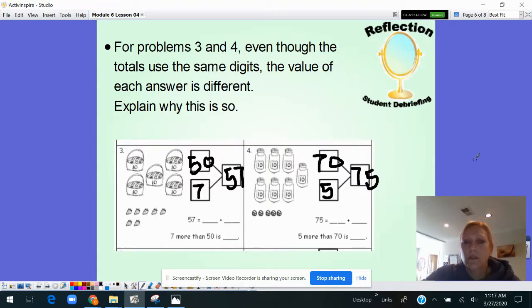75. So explain to me, this is the last part, explain why this is so. So the value of each answer is different. Ask your family or tell your family why 57 is different than 75. I think that you're going to be absolutely able to teach your family something, mathematicians.